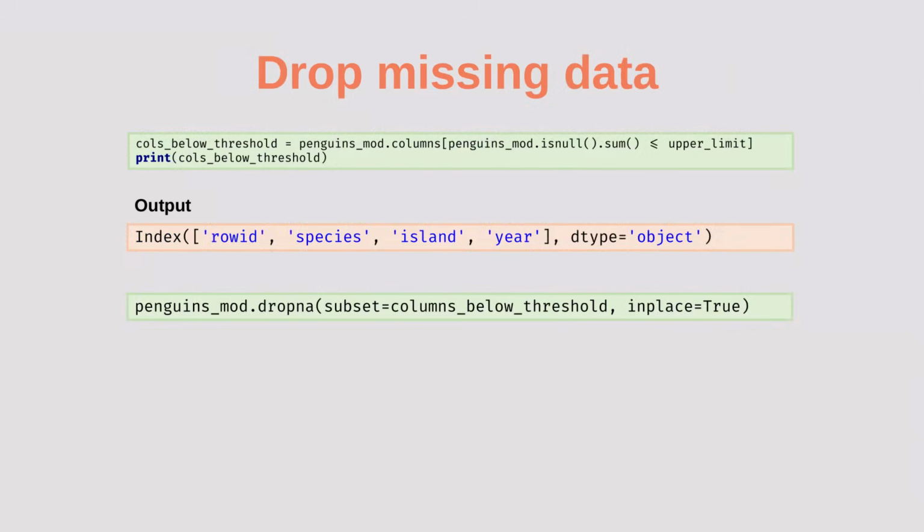We can use Boolean indexing to filter for columns with missing values less than or equal to the threshold, storing them in a variable called cols_below_threshold. Printing cols_below_threshold shows 4 columns. We drop the missing values in these columns by calling dropna, passing cols_below_threshold to the subset argument. We set inplace equals to True so that the data frame is updated directly.